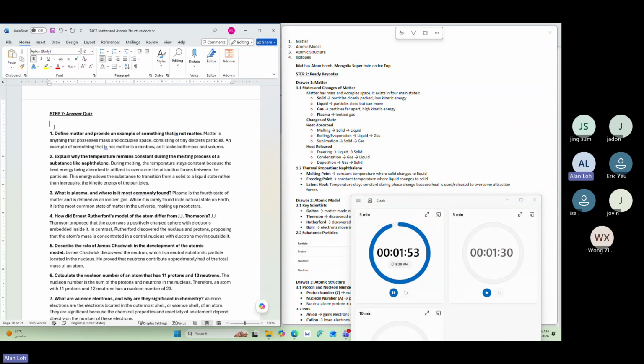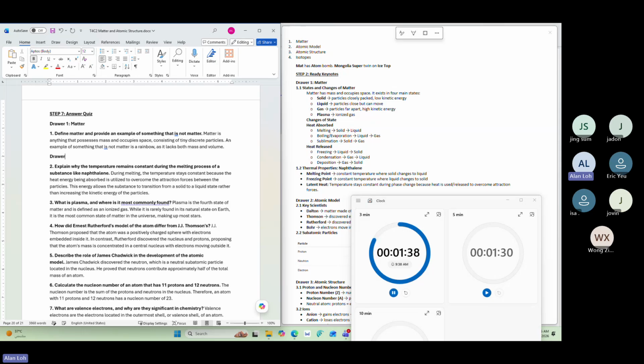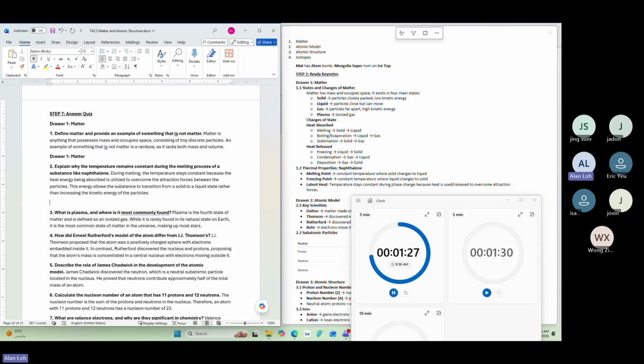Meanwhile, I'll write the drawer. Drawer 1, matter. Okay, this is also drawer 1. This is the latent heat. Okay, 1 and 2, if you want to continue 3 and 4, you can do it. If not, just focus on 1 and 2. I'm going to give you more time for 3 and 4. What is plasma? This drawer.